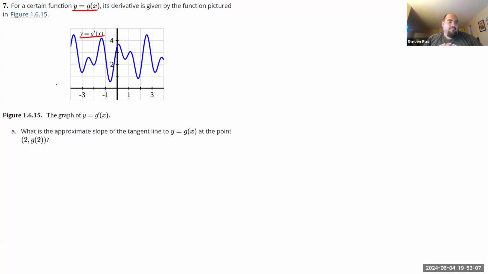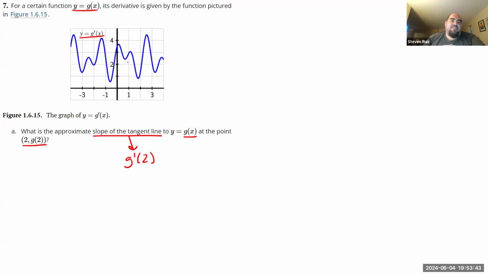So part A, what is the approximate slope of the tangent line to y equals g of x at the point 2, g of 2? So we're being asked about the slope of the tangent line. So what is the thing that tells us the slope of a tangent line at a point? That comes from the derivative of the function you're asking about. We're asking about the function g, so this information is going to come from the derivative of g, or g prime. So we're being asked about g prime of 2.